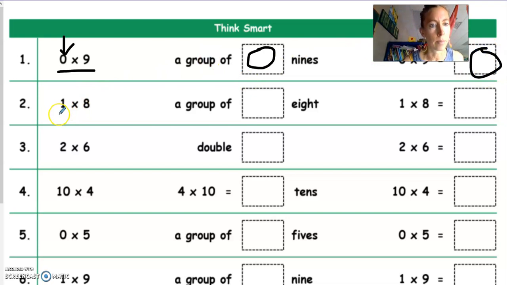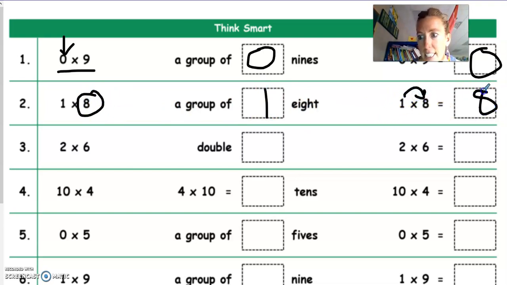All right, let's go to the next one. 1 times 8. Oh, what does that mean? That means we have a group of 1 8. Like, we just have one of these. We just have an 8. So 1 times 8, that's a one-way street to what? 8.